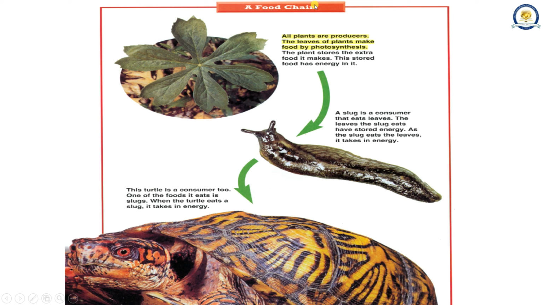A food chain. All plants are producers. The leaves of plants make food by photosynthesis. The plant stores the extra food it makes. This stored food has energy in it. A slug is a consumer that eats leaves. The leaves the slug eats have stored energy. As the slug eats the leaves, it takes in energy.